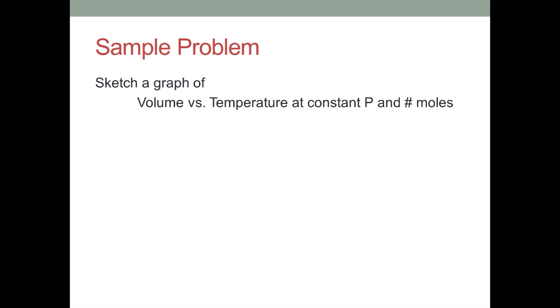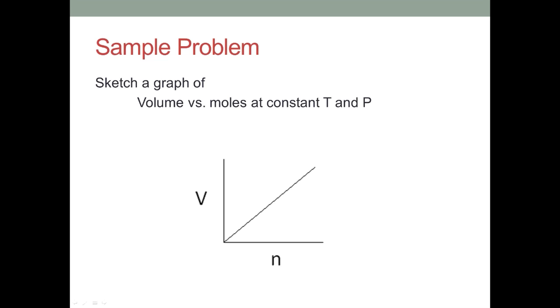Now, you can sketch a graph of volume versus temperature. For volume versus temperature, we can see we have a direct relationship. As volume increases, the temperature increases. Now finally, sketch a graph of volume versus moles at constant temperature and pressure. So here, as we increase the number of moles, we're going to increase the volume of our container. And that is assuming that we remain at a constant temperature and constant pressure.